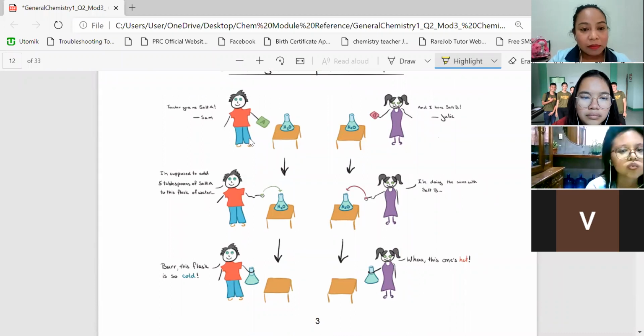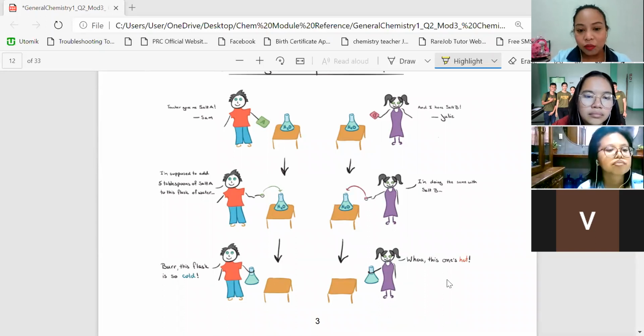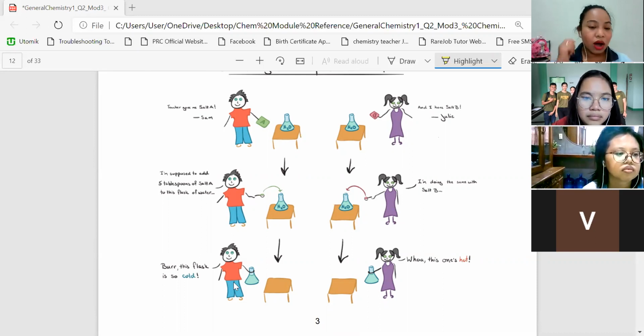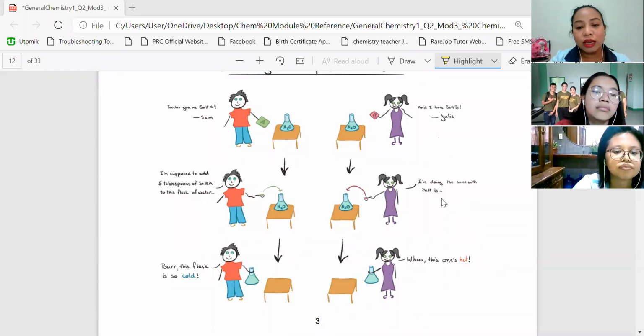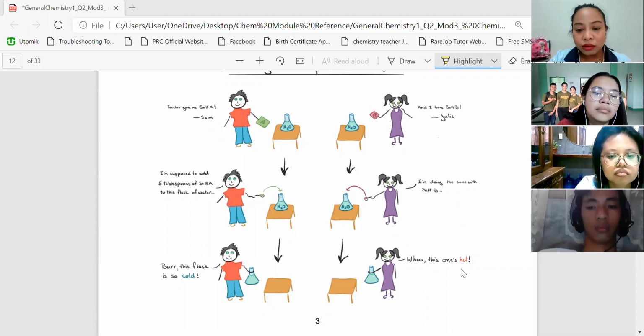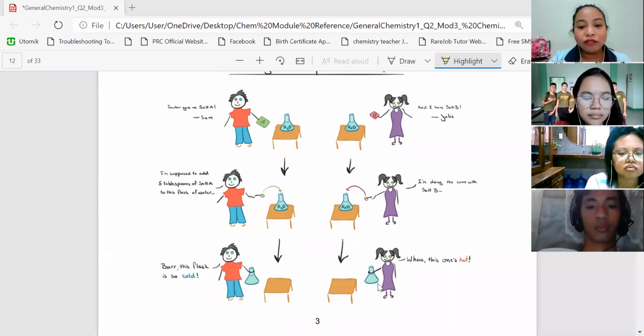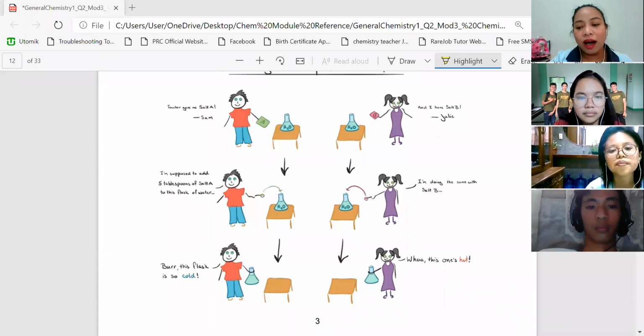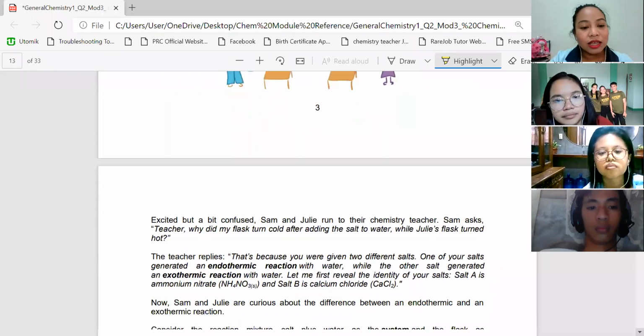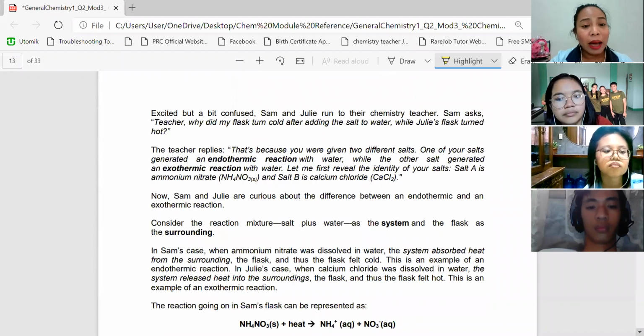Teacher gave Sam salt A, while the teacher also gave salt B to Julie. They both add it to the water. After they add it to the water, Sam felt the mixture of salt A and water was cold, while Julie felt that the water and salt B after they mixed felt so hot. So they asked their teacher what happens.